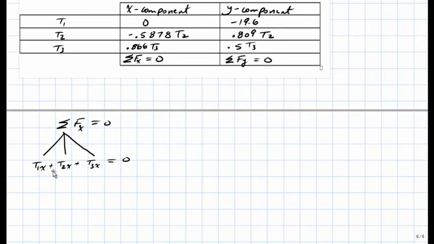Let's advance this process now. T1x equals zero. T2x, as you can see from the chart, equals negative 0.5878 T2. We'll enter that now. And finally, T3x just equals 0.866 T3. We've completed the addition of the x components. The right-hand side must equal zero.